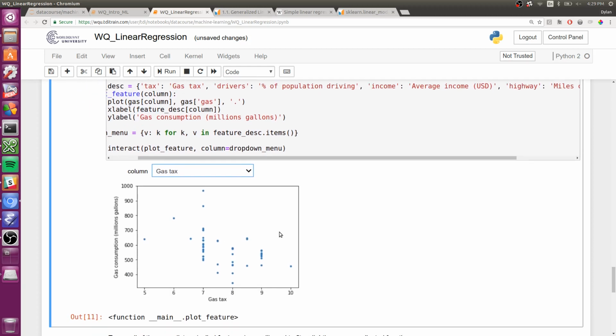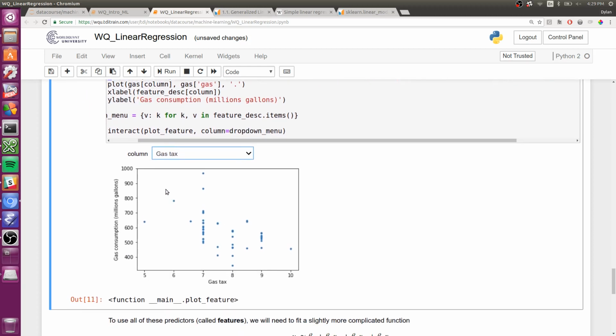If we look at the gas tax, I would say, as gasoline taxes increase, the amount of gasoline consumed seems to decrease, as we might expect. But again, it's not really clear that this is a linear relationship. It does appear like maybe this is somewhat curved. It's just not easy to say whether this is linear or not.